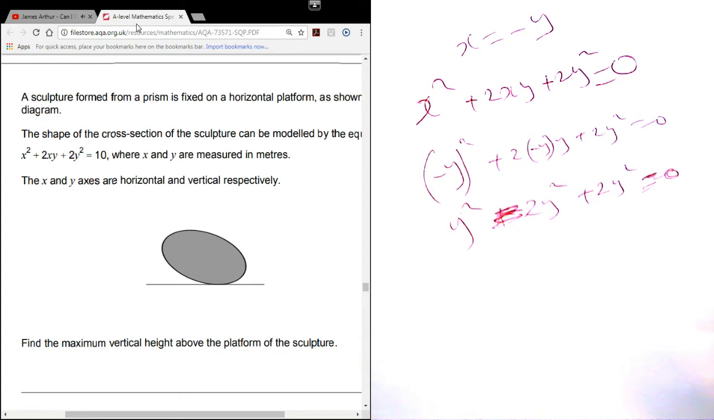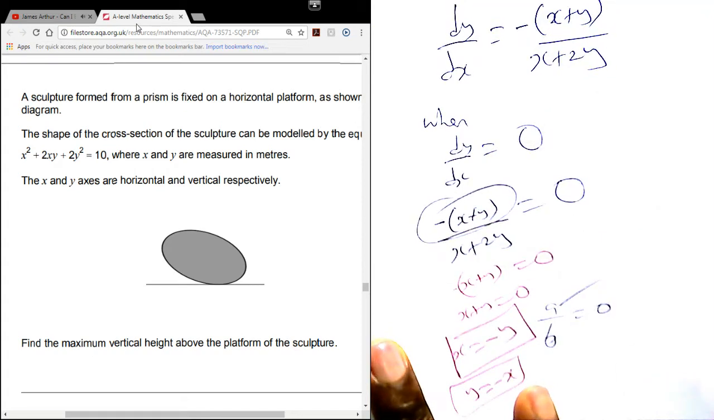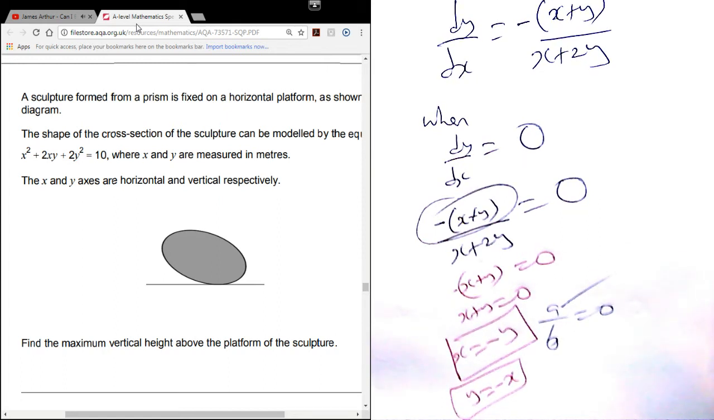Have I made a mistake? And have you been quiet about it? dy/dx gave us... well, I don't think I've made any mistakes, to be honest. So why am I having... if x equals minus y, throwing that back in the question.